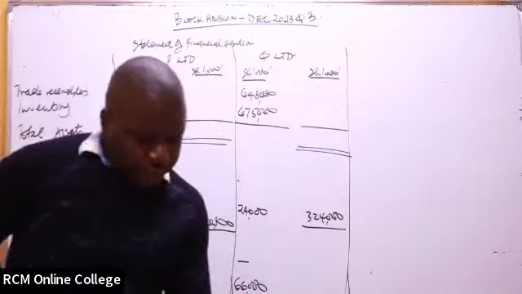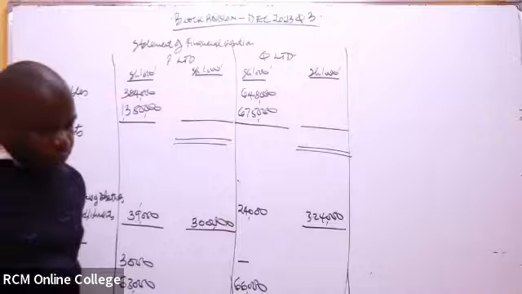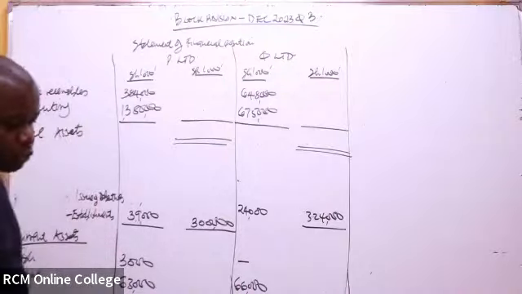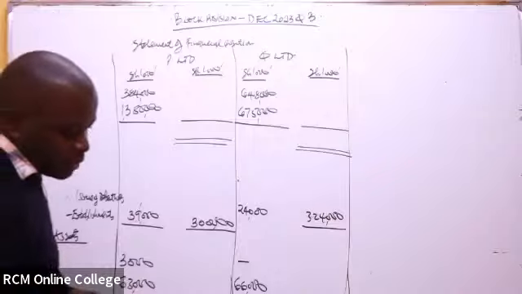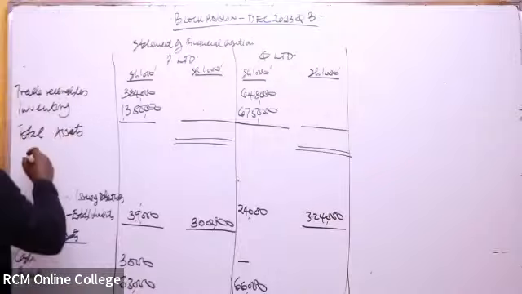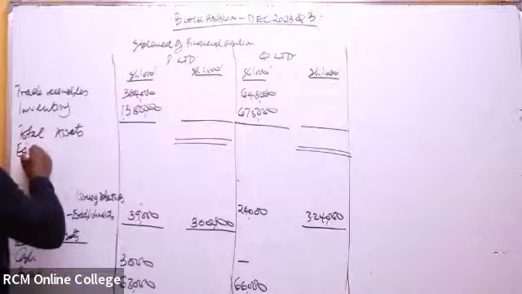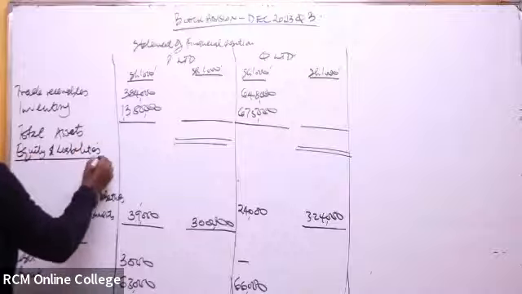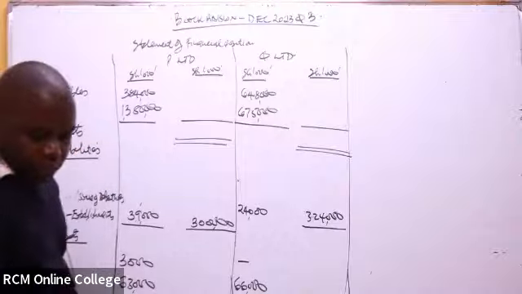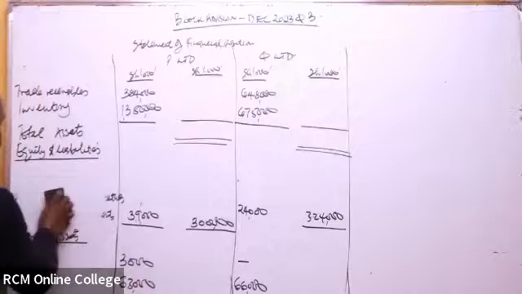Get the total assets. Then now we can go to the capital and equity and liabilities. We can go to equity and liabilities.